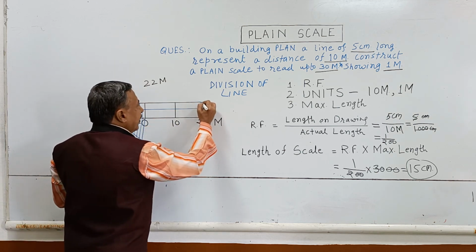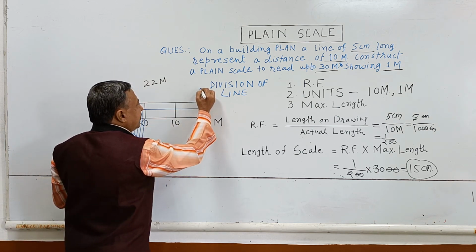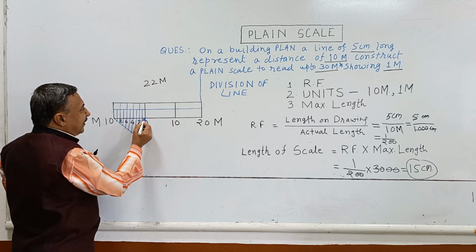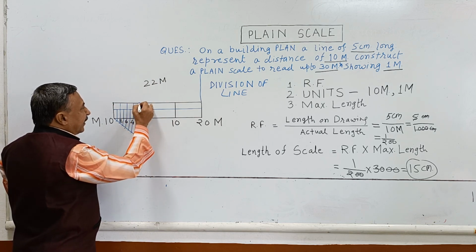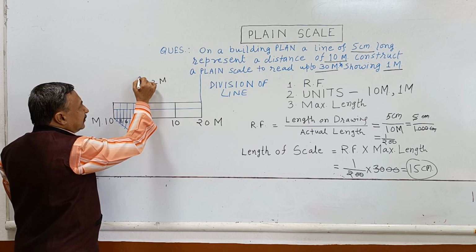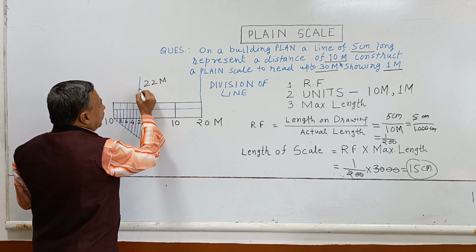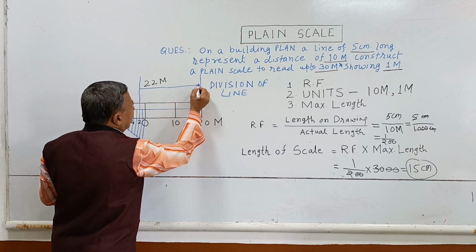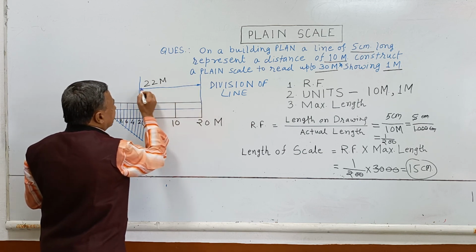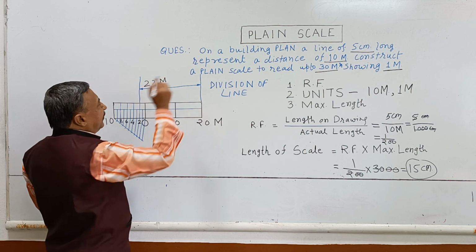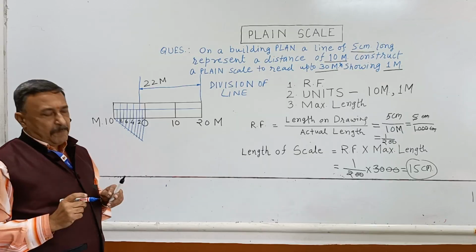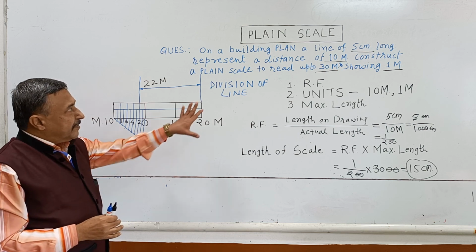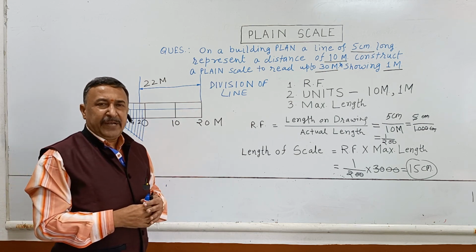So draw an extension line here. Then draw another extension line 1, 2 here. So this distance is 22 meter. Okay. So this completes our one question of plane scale.